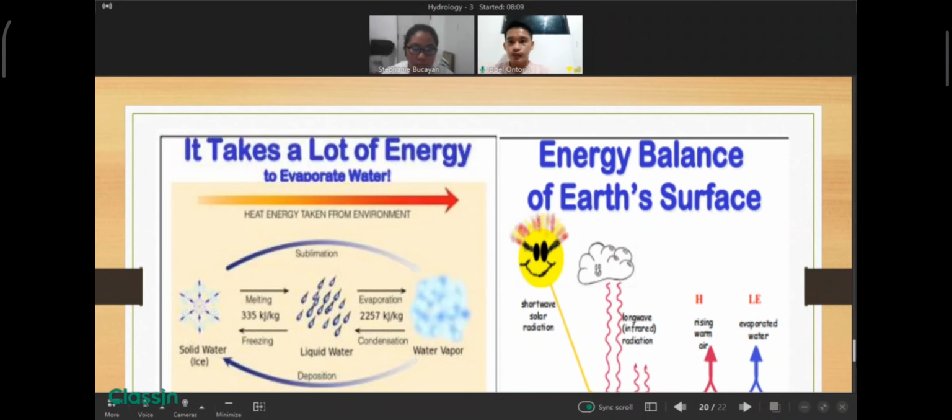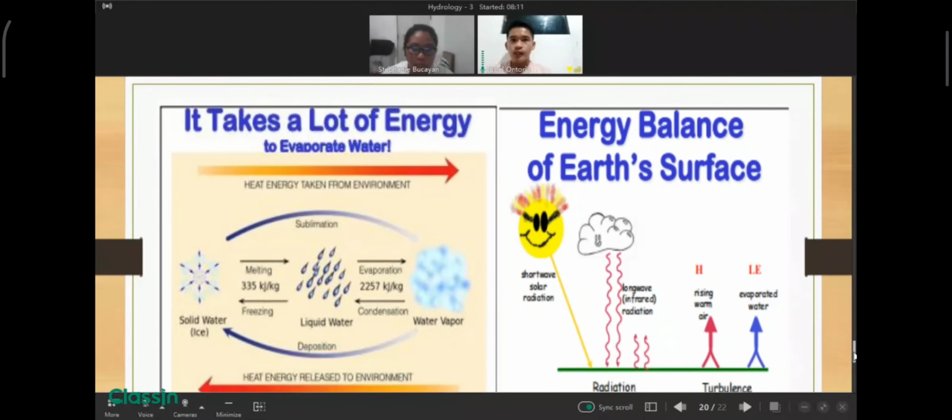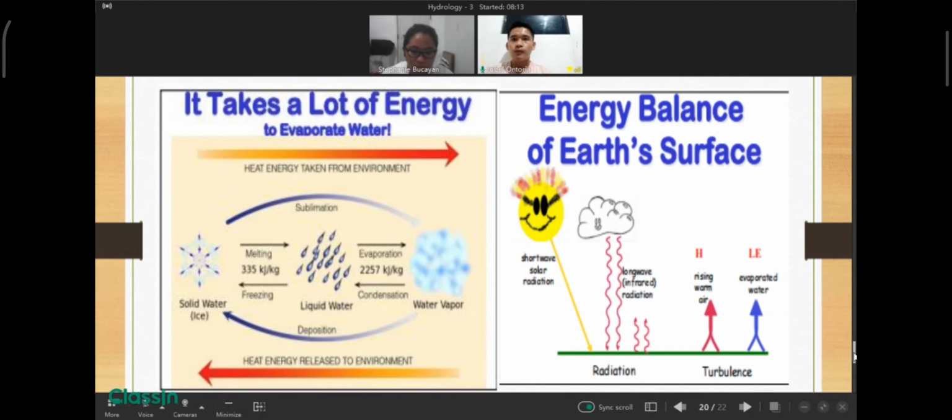Ayan. So it takes a lot of energy to evaporate water. And so nakita sa video, medyo blur lang konti. Heat energy taken from the environment and sublimation, melting, and evaporation, liquid water, water vapor, and solid crystal.